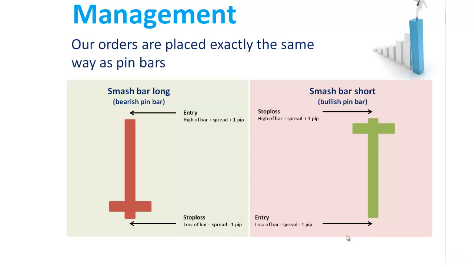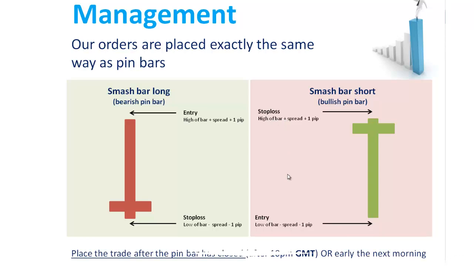And on the flip side of the coin, for a smash bar short, of course defined by a bullish pin bar off a level of resistance, we'd have our entry just at the low of the bar minus spread minus a pip, whatever the spread is for your broker, minus a pip, with your stop loss above the high of the bar, plus the spread your broker is quoting you, plus 1 pip. So nice and easy.